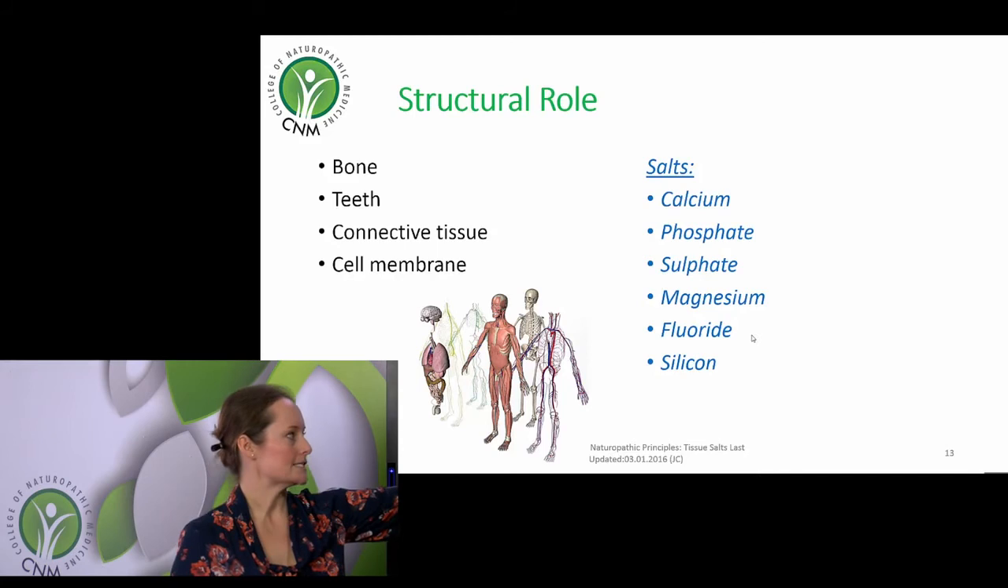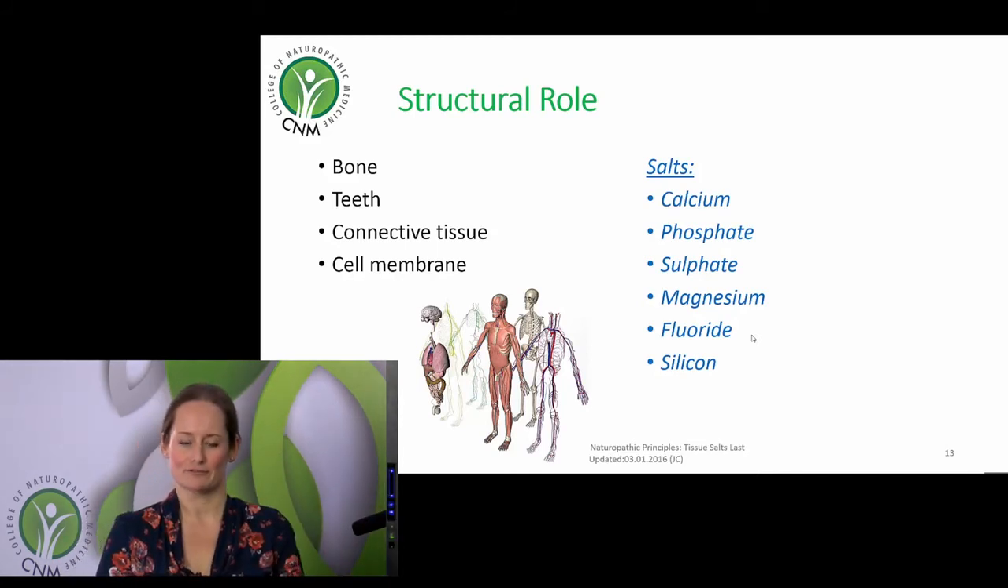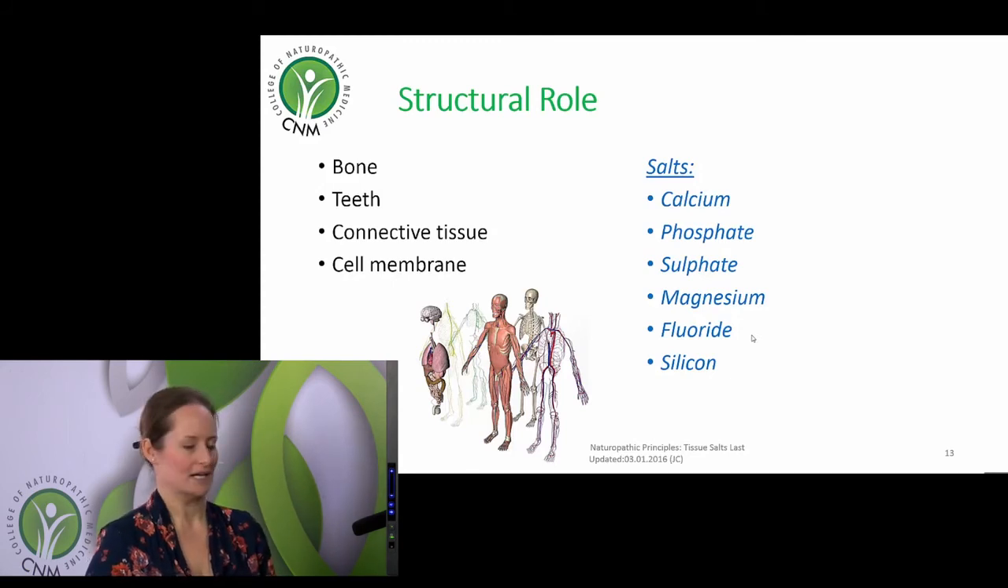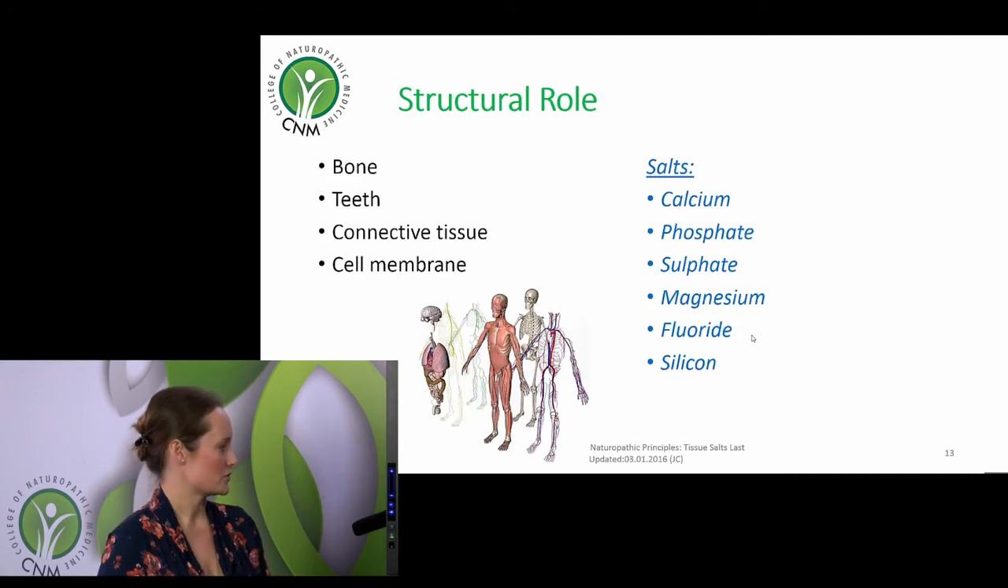Then also magnesium. Remember, calcium and magnesium are the two little sibling rivalry elements. They don't like being in the same space at the same time, but these two minerals are vitally important for structural integrity, and again, for a number of different types of structural tissues.